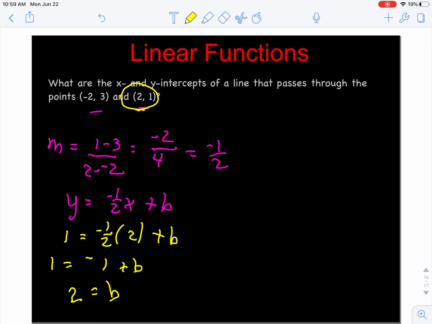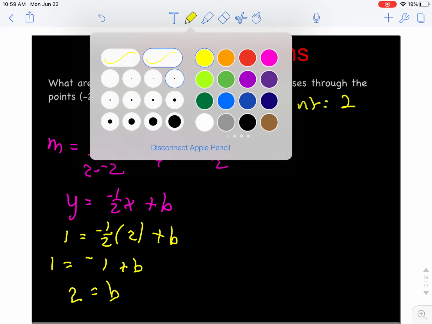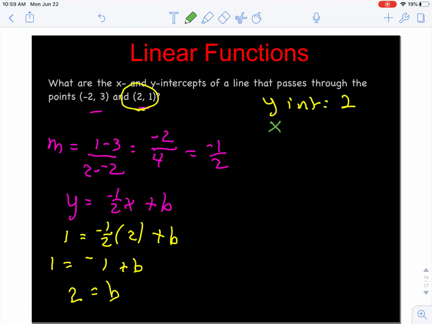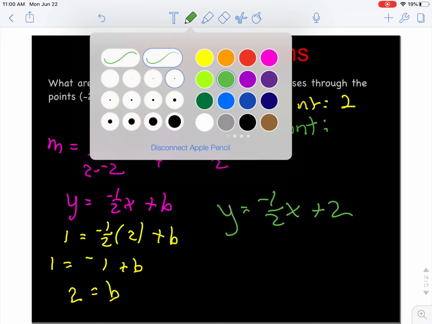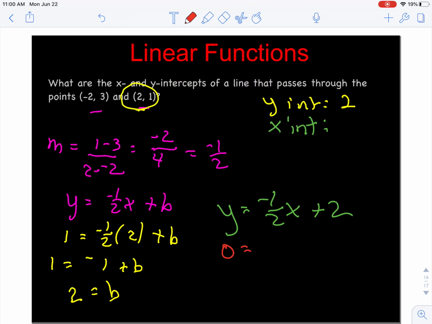So now I can write the equation. I know my y-intercept. It says find the x and y-intercepts, so the y-intercept I just found, and that is 2. Now I need to find the x-intercept. So how do I do that? Well, one way you could do it is write the equation y equals negative 1/2 x plus 2. There's your y-intercept. And now, remember, your x-intercept is the value of x when y equals 0.